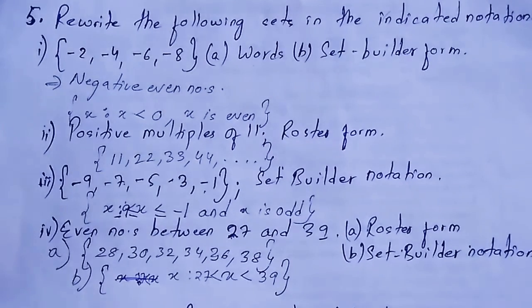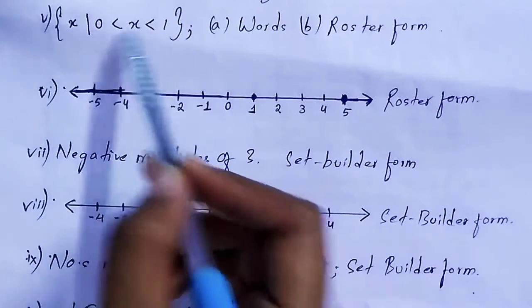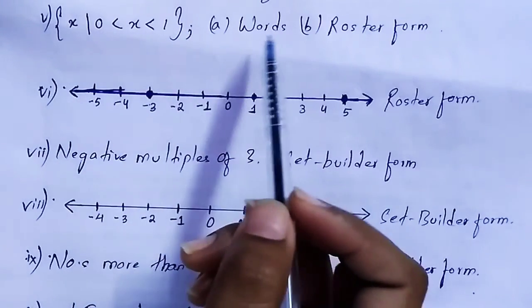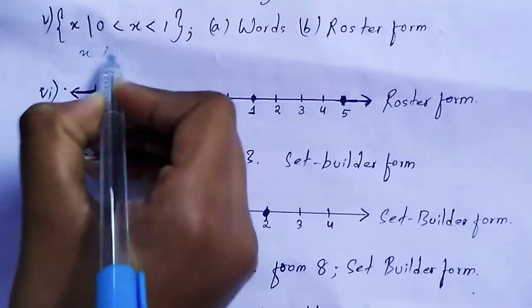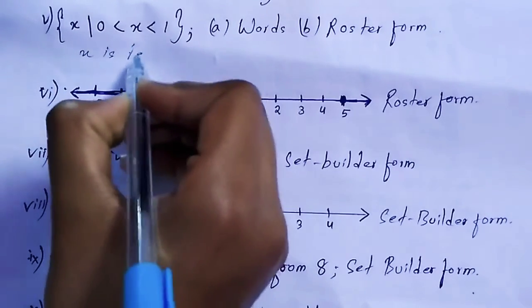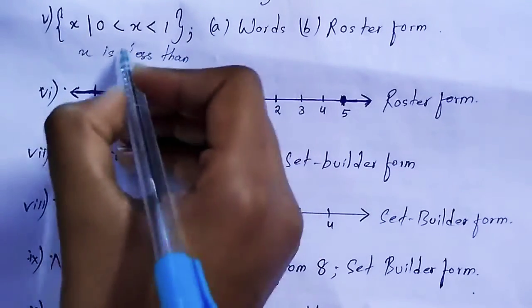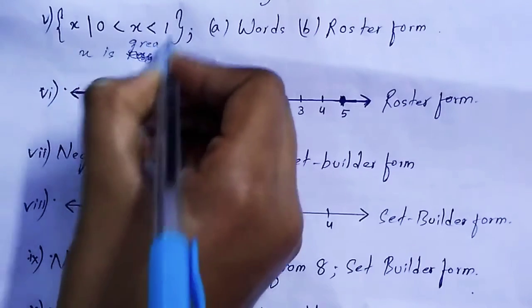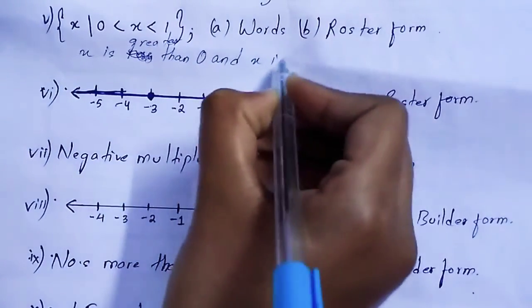Now next number 5, x is such that x is greater than 0 and x is less than 1. That means x is greater than 0, x is less than 1. So you need to write it in words. So you need to write x is greater than 0 and x is less than 1.